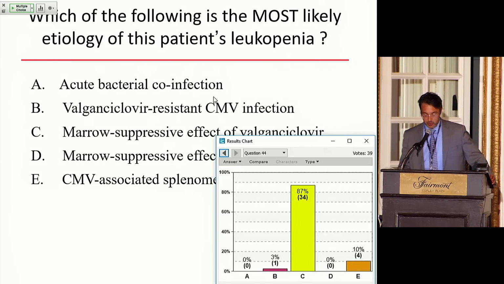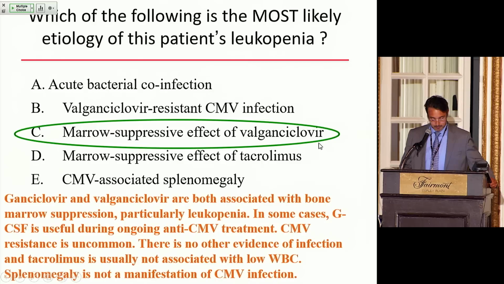All right, so most of you got it right: marrow-suppressive effect of valganciclovir. This is one of the major issues that we have after transplantation, because this leukopenia doesn't mean that these white blood cells are not functional, but we have to reduce the immune suppression. So how do you sustain this? How do you keep this patient on valganciclovir to treat the CMV, but at the same time make sure this patient is not at high risk of developing infection?